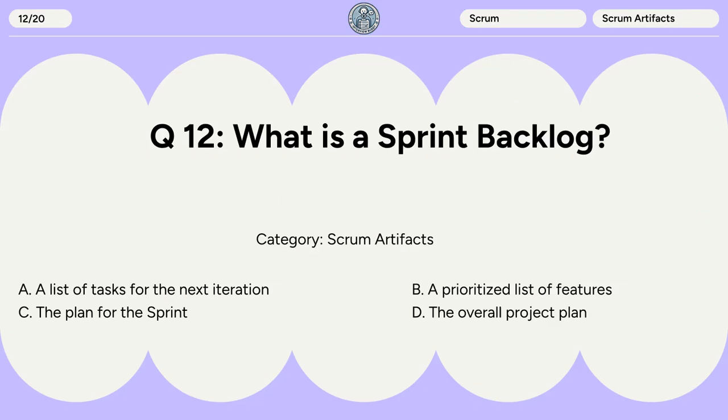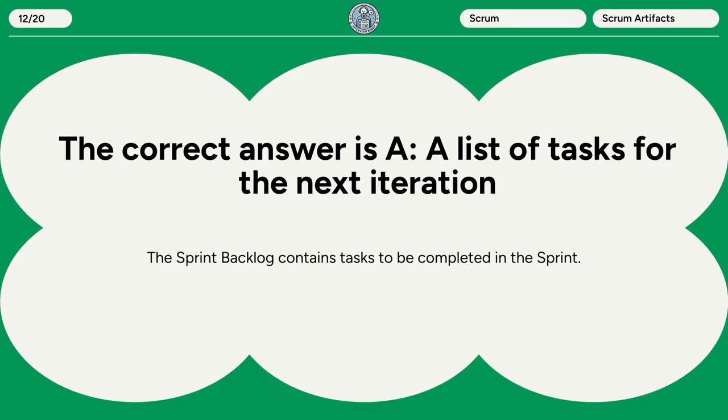Question 12. What is a sprint backlog? A. A list of tasks for the next iteration. B. A prioritized list of features. C. The plan for the sprint. D. The overall project plan. The correct answer is A. A list of tasks for the next iteration. The sprint backlog contains tasks to be completed in the sprint.